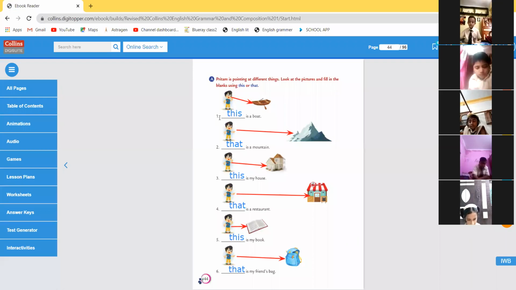So why this here? Why have I used this? Because this boat is near to the boy. The mountain is far from the boy. The house is near to the boy. The restaurant is far from the boy. The book is near to the boy. And that bag is far from the boy.